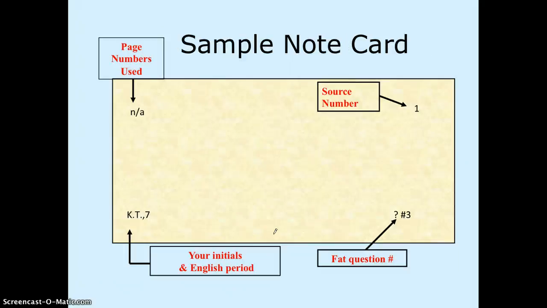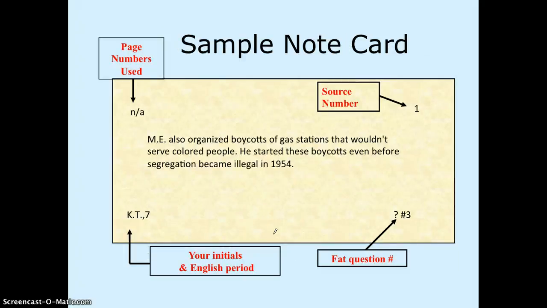I might say this. ME, notice the abbreviation? I can abbreviate because I'm going to remember who this guy is, all right? You can do whatever you need to do for your note cards, but you need to be able to understand them. So I wrote, ME also organized boycotts of gas stations that wouldn't serve colored people. He started these boycotts even before segregation became illegal in 1954. So that's showing that he was active even before things really got going. So that's an important note, and I emphasize that on my note card.